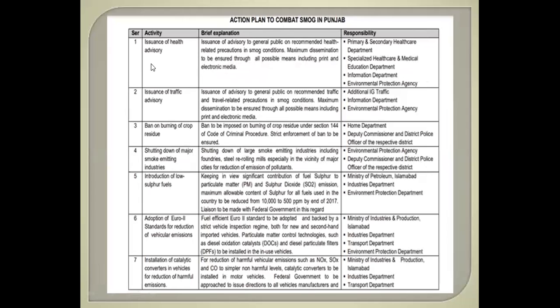Action plan to combat smog in Pakistan: issuance of health advisory on recommended health-related precautions in smog conditions, issuance of traffic advisory on recommended traffic and travel-related precautions. In this policy, ban on burning of crop under Section 144 Code, shutting down of major smoke-emitting industries, introduction of low sulfur fuels, adoption of Euro 2 standard to be adopted and backed by strict vehicle inspection regime both for new and second-hand imported vehicles. Installation of catalytic converters in vehicles for reduction of harmful emissions.